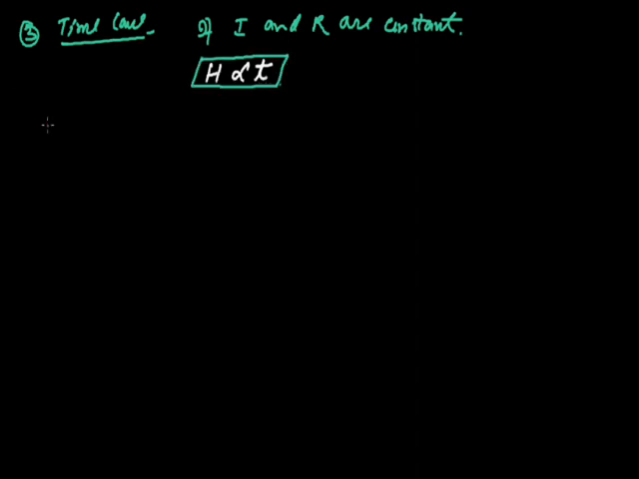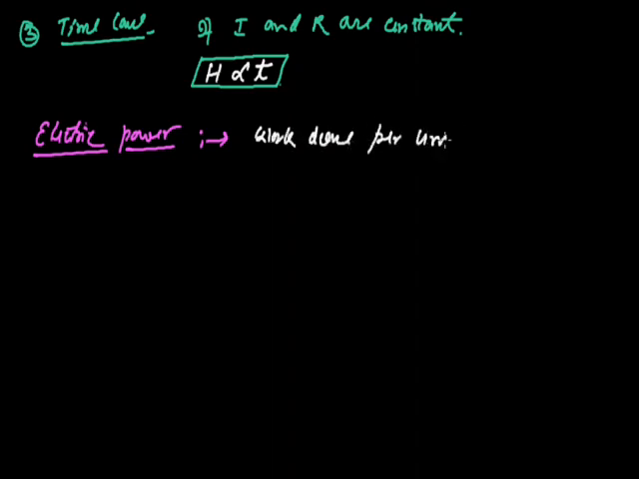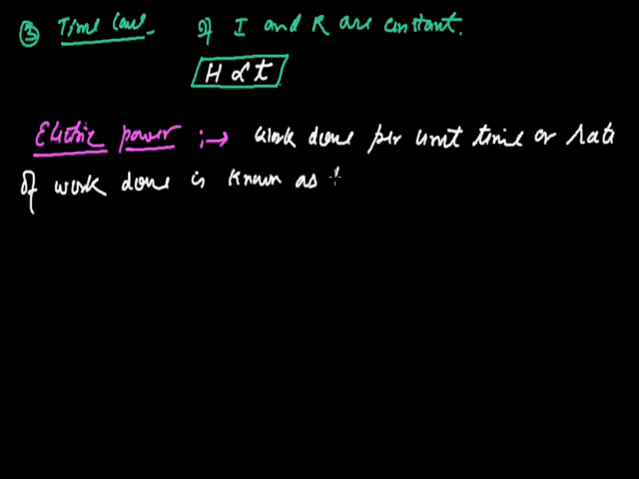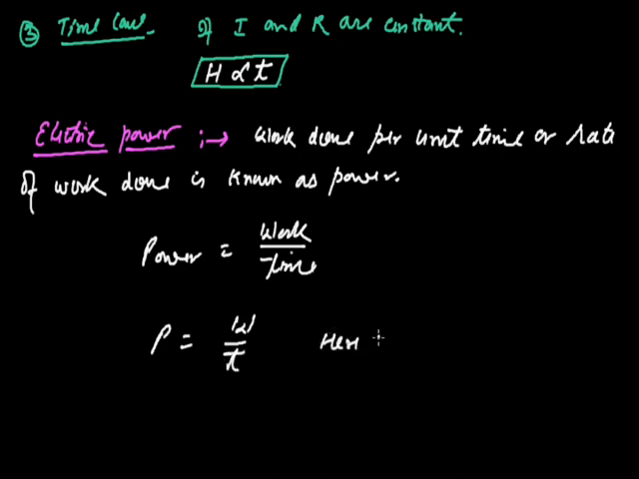Now the electric power: work done per unit time, or rate of work done, is known as power. Means power is work upon time. So P will be W by T. Here W is IVT, I square RT, and V square upon R into T.